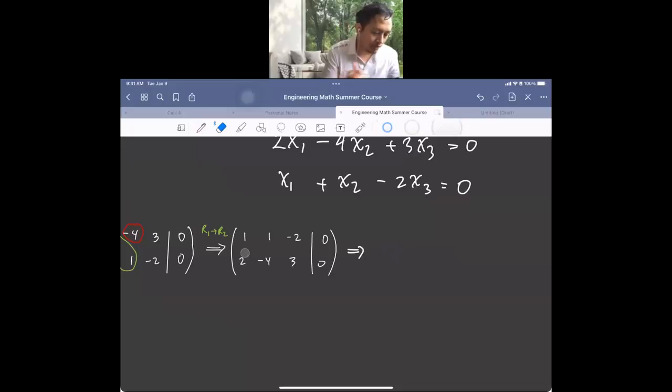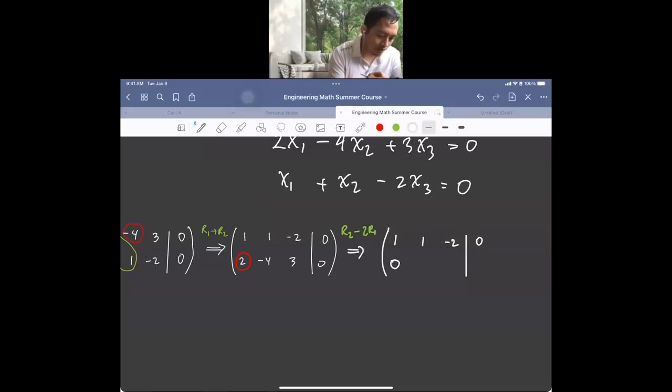Okay. So I want to make this 0. So we need to do R2 minus 2R1, right? The first row stays the same. You can choose which part you want to change. You can change the first part, but no use, right? Because we want to have 1 exactly there. So I will just change the second row.